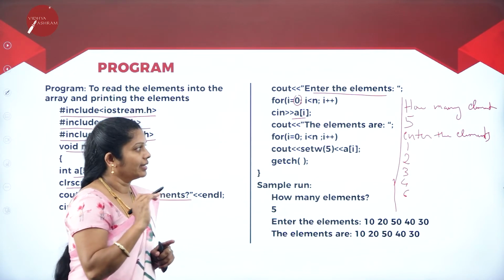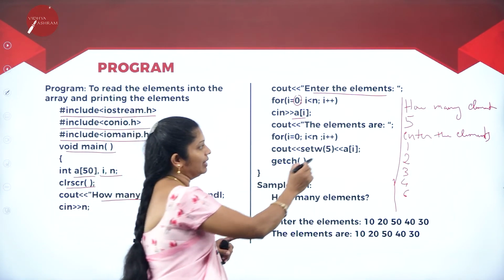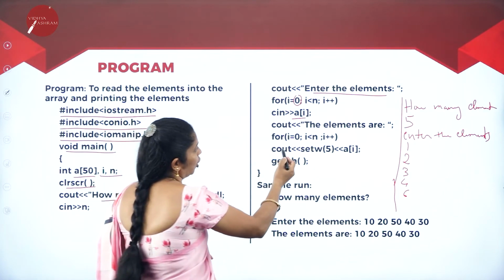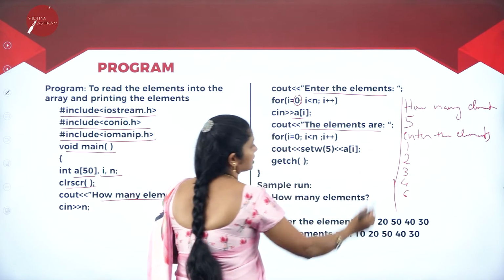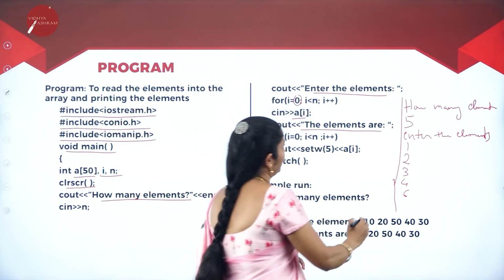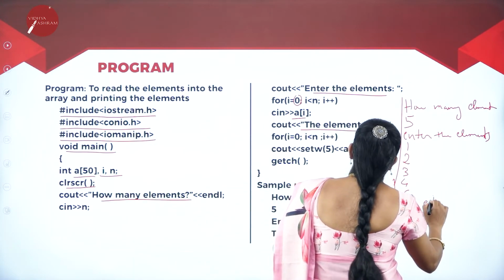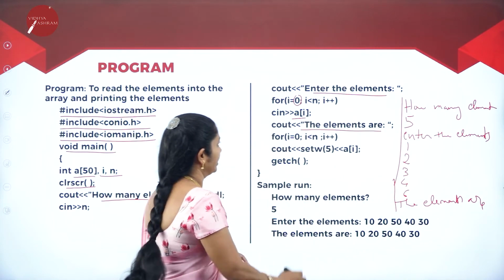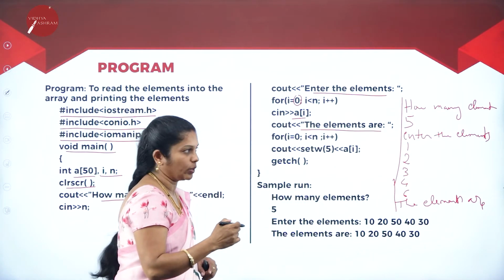That means enter the elements. There we entered how many elements? Here we gave 5. Then 5 elements we are entering here. Then afterwards, to print the elements, what do we have to write? The elements are, it has to display. Then what happens? Once again, we are displaying the values one by one.